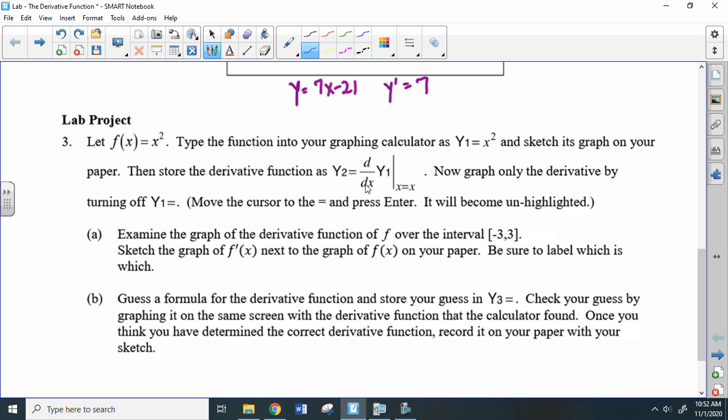Remember, to get the derivative in your calculator, you have to use math 8. And because you already have the function typed in y1, you can use alpha trace to find y1. Then, of course, you need to make sure you put x equals x right here so that it will graph the entire derivative. And when you graph it, you actually want to turn off y1. So you're going to move the cursor over to the equals sign and press enter, and it'll become unhighlighted. So let me run through that real quick on your calculator.